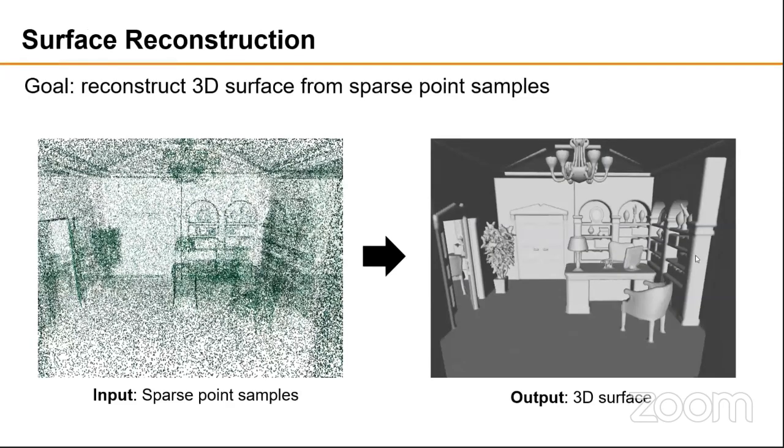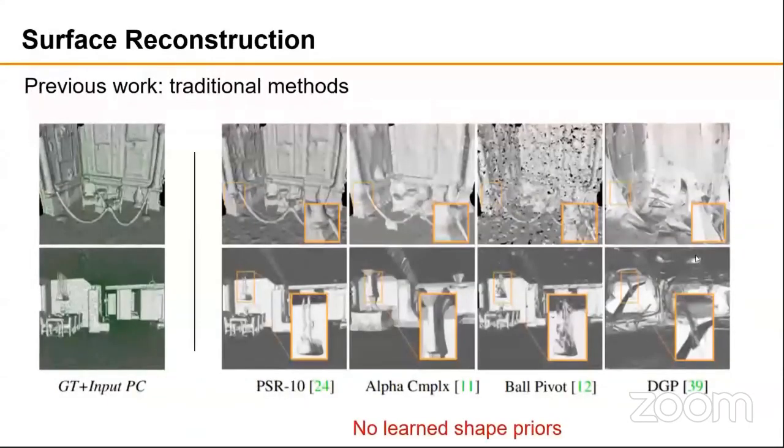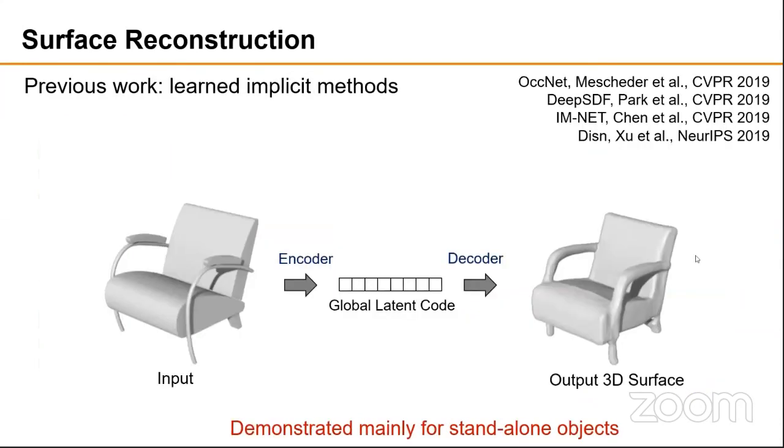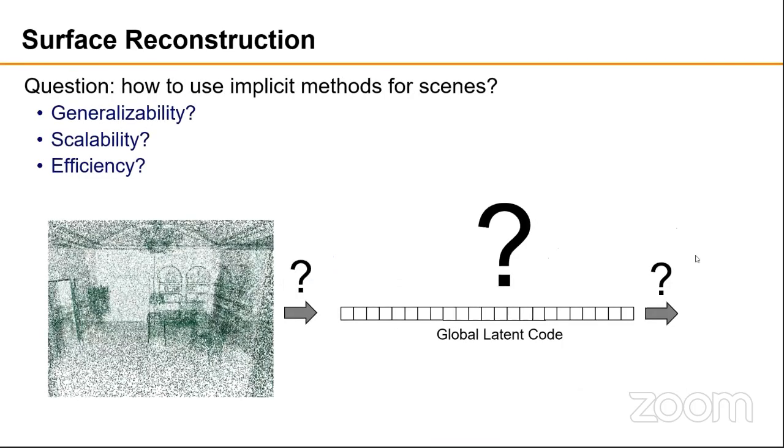The goal of the project is to reconstruct a 3D surface from sparse 3D point samples. In this setting, the input points may be noisy or sparse, and thus simply fitting a surface with traditional surface reconstruction methods produces oversmoothed or noisy results. One way to overcome these issues is to leverage a learned shape prior. Indeed, incredible methods have recently been proposed for learning implicit functions from data, but they've been used mostly to represent individual objects and not scenes. So the question we ask is, how can we use these methods for representing large scenes?